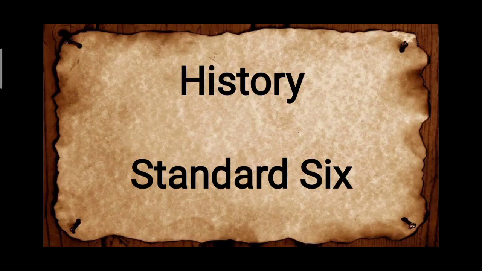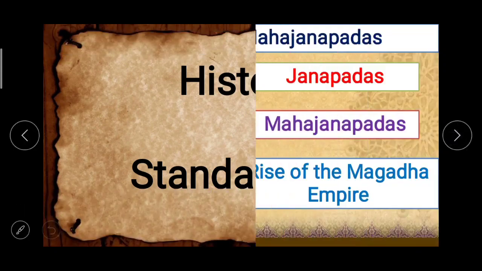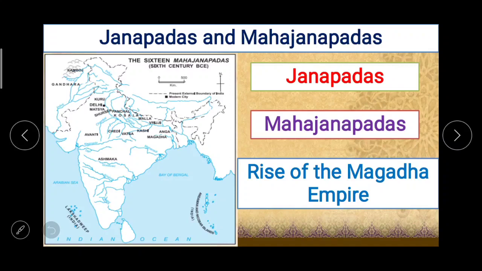My dear students, today in standard 6th history, we'll be learning the topic Janapadas and Mahajanapadas. In the first chapter of history, we discussed the Indian subcontinent and history. In the second, sources of history, then the Harappan civilization, the Vedic civilization, and the religious trends in ancient India. Today, the points which we have to cover are Janapadas, Mahajanapadas, and the rise of the Magadha Empire.